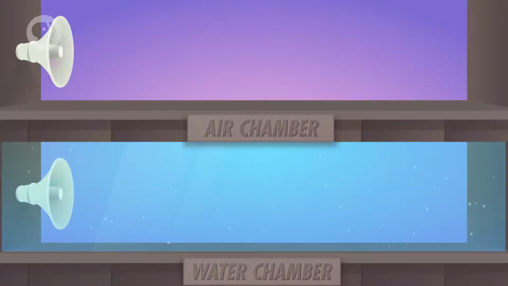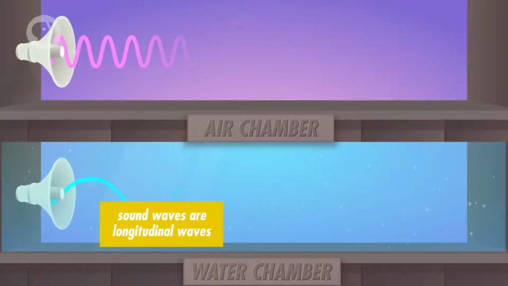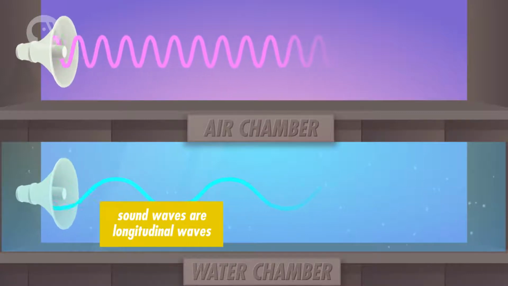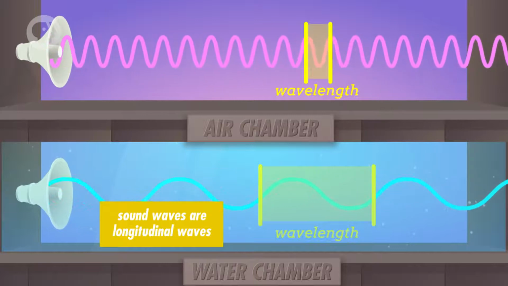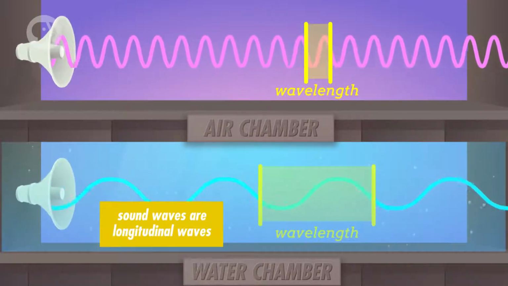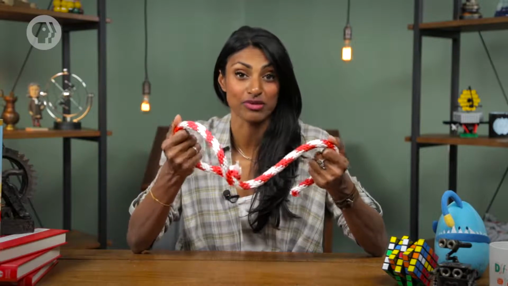And the wave's speed only depends on the medium it's traveling through. That's why the speed of sound, which is a wave, doesn't depend on the sound itself. It doesn't matter how loud or quiet it is, it just depends on whether the sound is traveling through, say, air or water. Now, there are four main kinds of waves, and we can use our rope to show the difference between some of them.